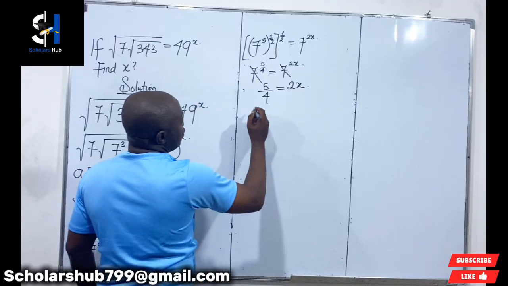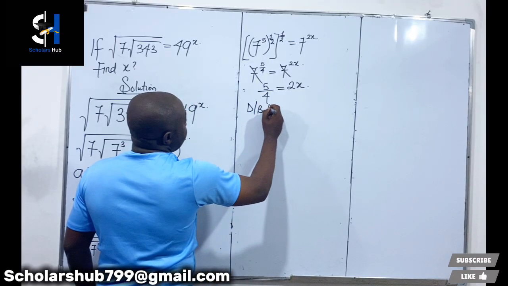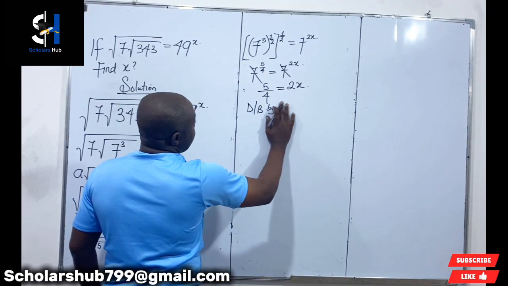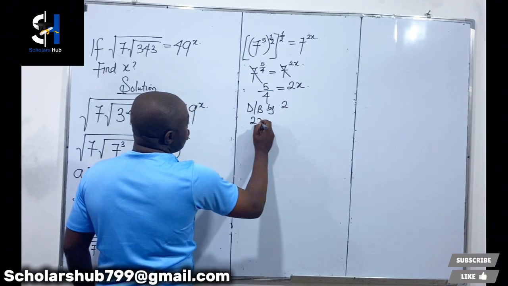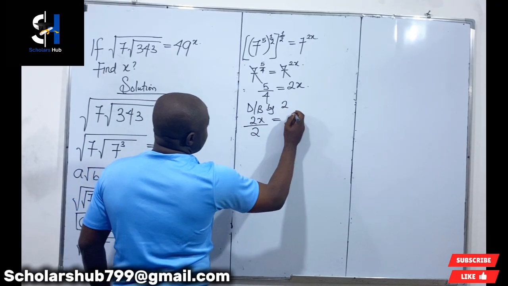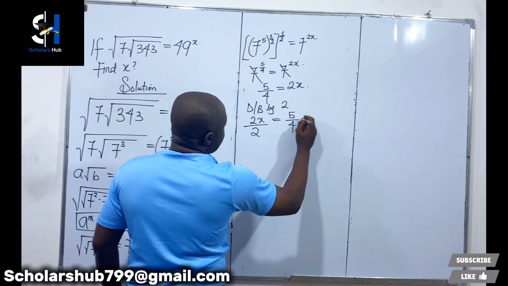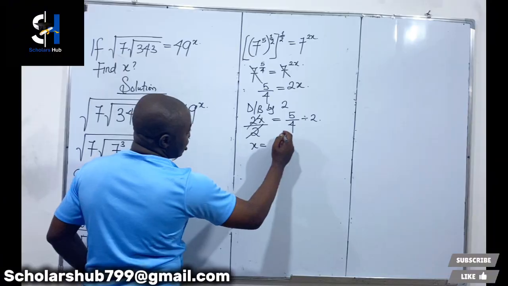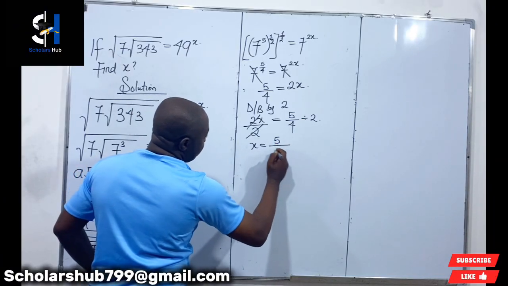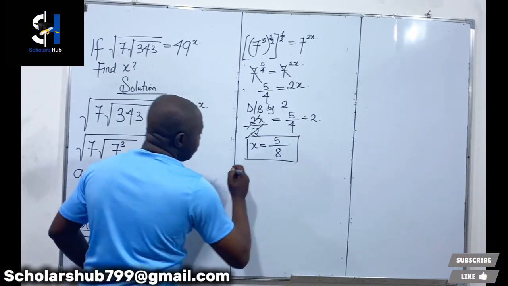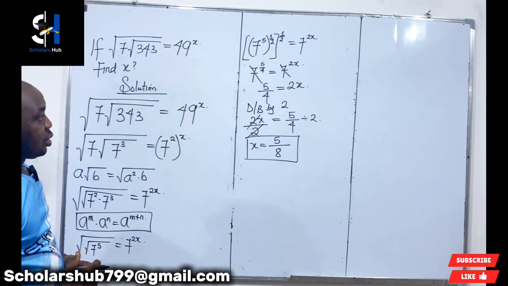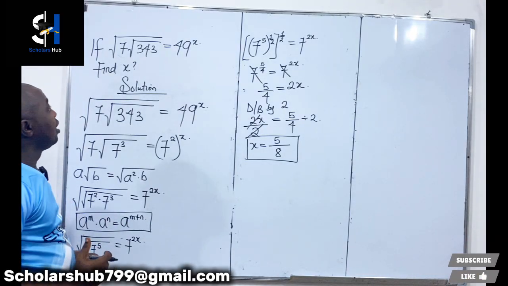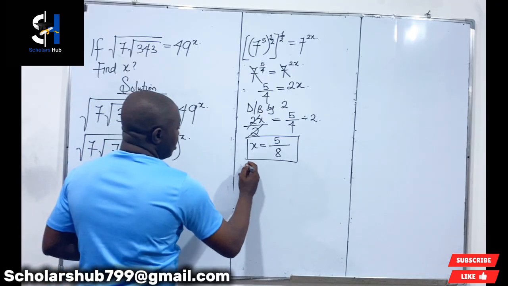So I'm going to divide both sides by 2, so that 2x divided by 2 will be equal to 5 over 4 divided by 2. So the value of x is going to be 5 over 8. This is the value of x. Now let's verify our answer.